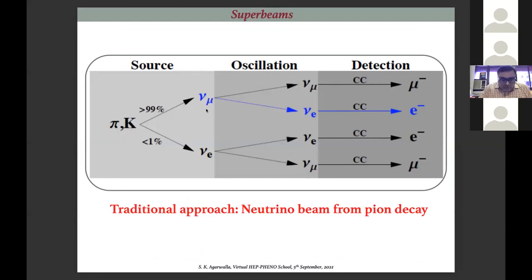You have nu mu and a small amount of intrinsic nu e. Nu mu will oscillate to nu e, and you will see an electron in the detector. So this is your oscillation channel, the appearance oscillation channel, and you see these will be your background. You also have nu mu to nu mu, the disappearance of nu mu. They are also going to help you in measuring oscillation parameters. So this is the traditional approach of creating beams that we see in our atmosphere also.